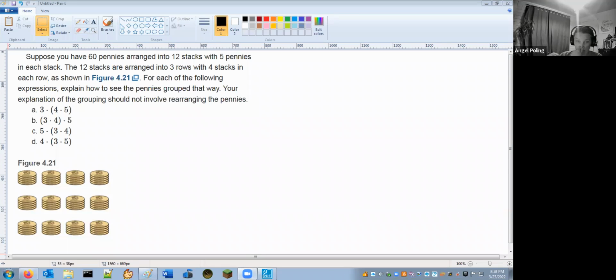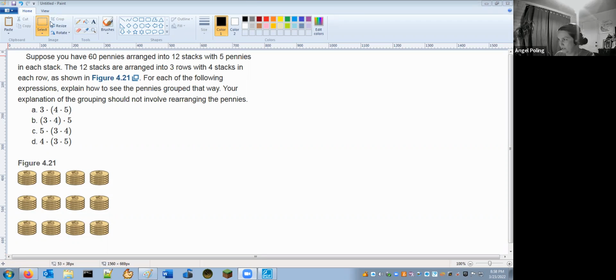Okay, 4.3. Suppose you have 60 pennies arranged into 12 stacks with 5 pennies in each stack. The 12 stacks are arranged in 3 rows with 4 stacks in each row, as shown in figure 4.21. For each of the following expressions, explain how to see the pennies grouped in that way. Your explanation of the grouping should not involve rearranging the pennies.